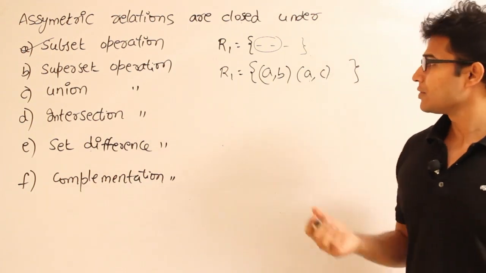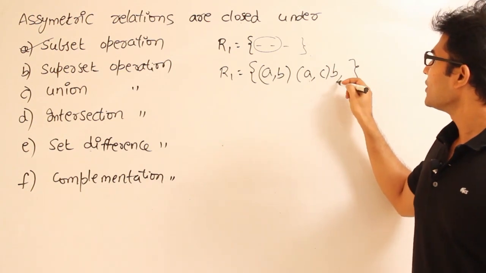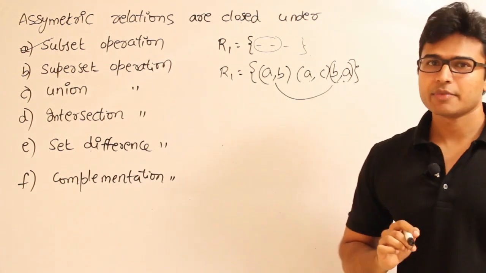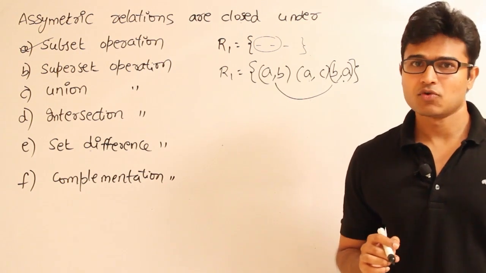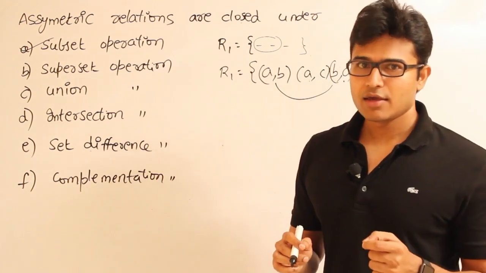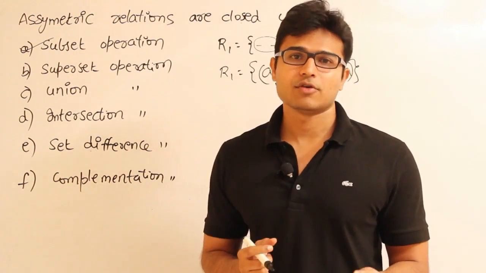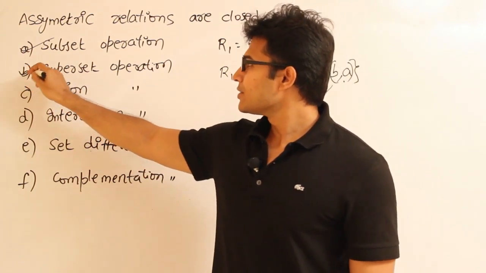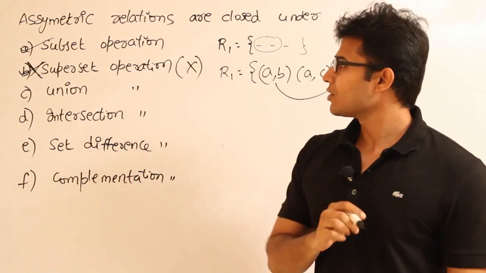So if you have such an example which is asymmetric, I'll just add one element like this, b comma a, that's it. Now by adding this ordered pair, we are going to have a symmetric pair, right? So whenever we have this symmetric pair, the result is not going to be asymmetric. Therefore asymmetric relations are not closed under superset operation, right? Just by adding one element, we are making a symmetric relation, not asymmetric. Therefore we can say that asymmetric relations are not closed.